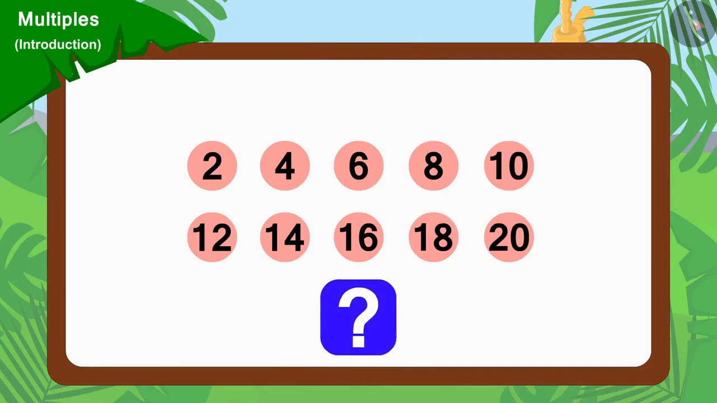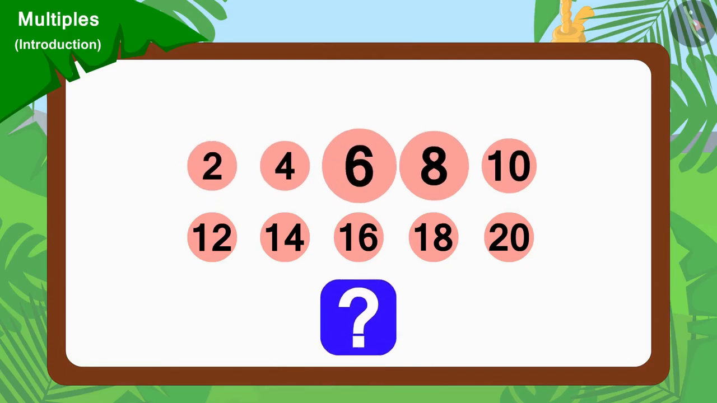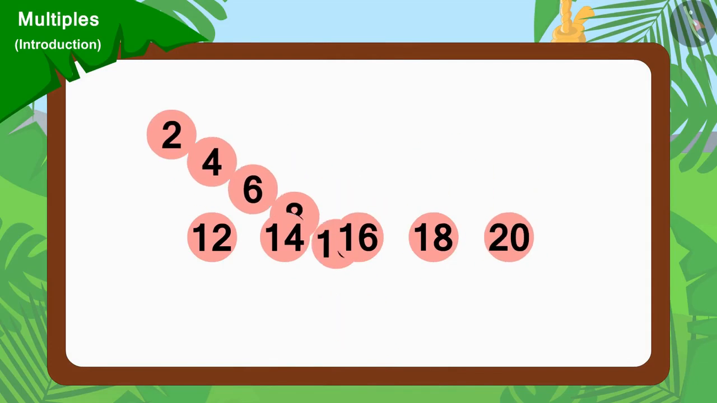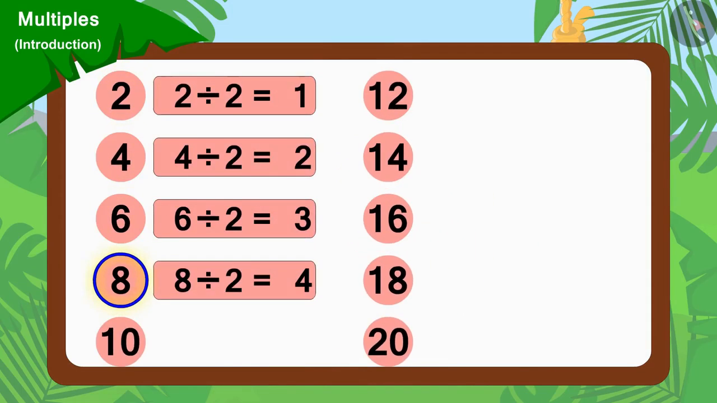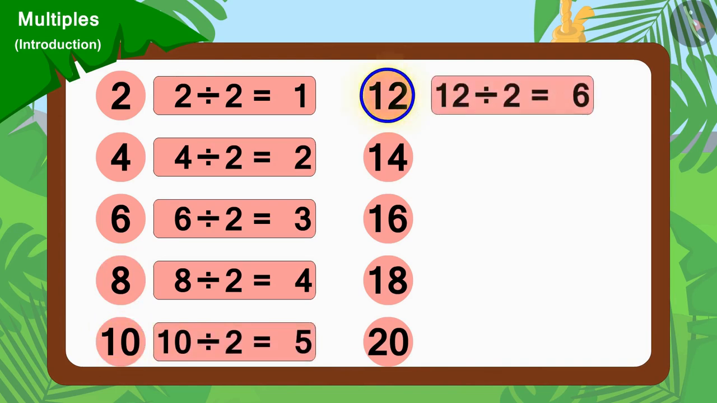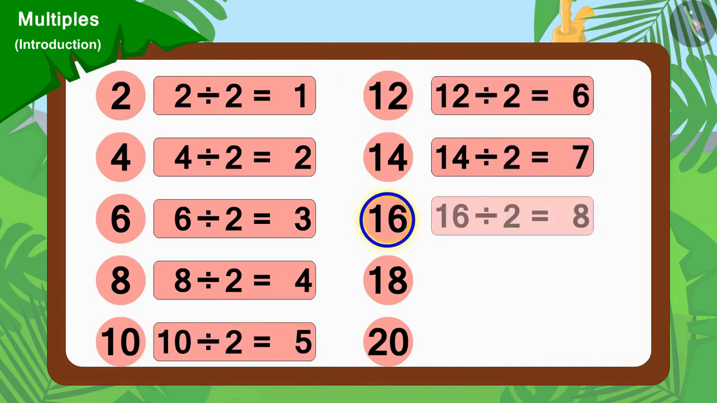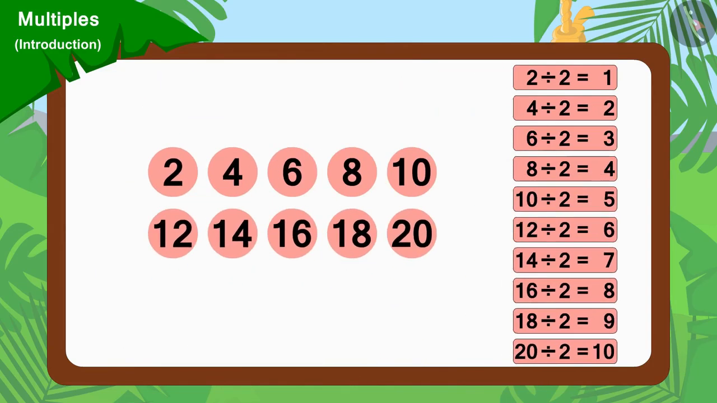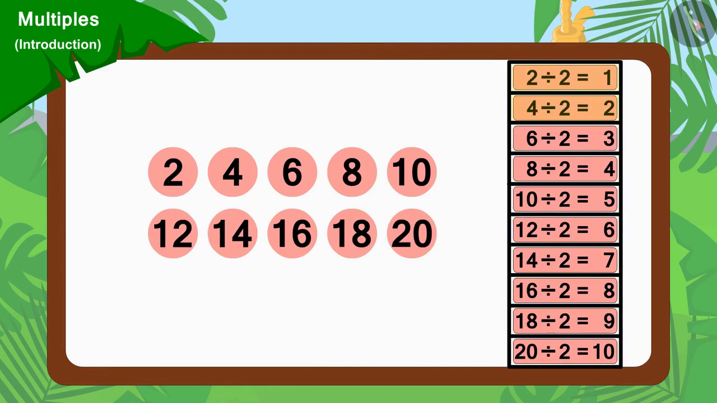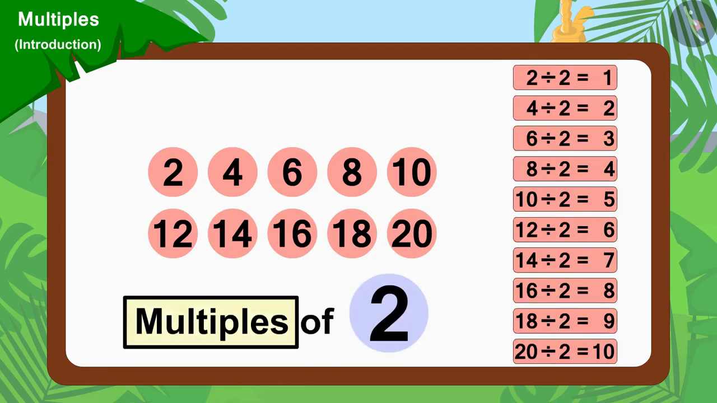Children, do you see anything special in these numbers? Yes, we can divide all these numbers by 2. Numbers that can be divided by 2 are multiples of 2. In this way, 2, 4, 6, 8, etc. are multiples of 2.